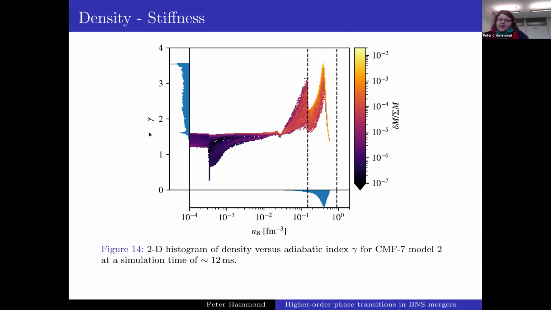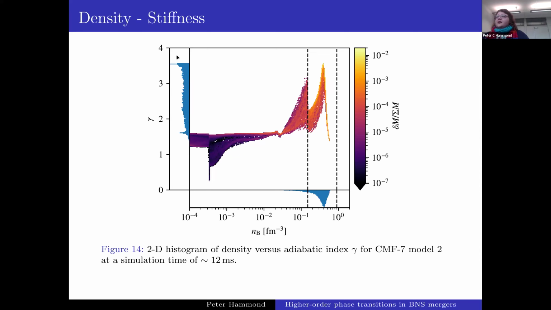So we can ask the question, why do we see this? Here we have the adiabatic index. This tells us roughly how stiff the fluid is. As you compress a fluid element, this tells you how much more it's going to start pushing back against you. So this is the simulation that lives for a longer time.